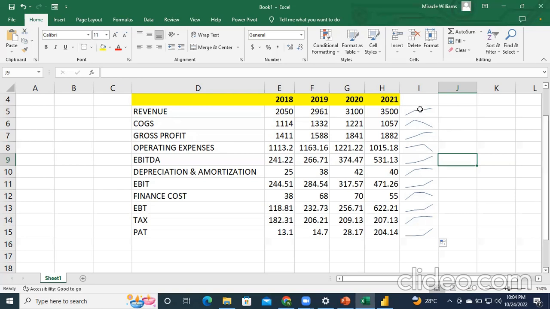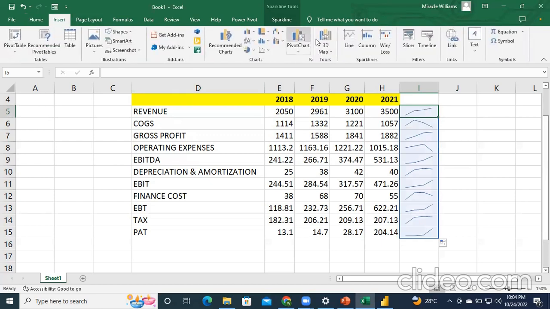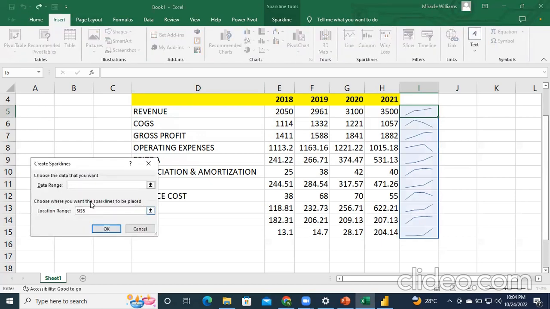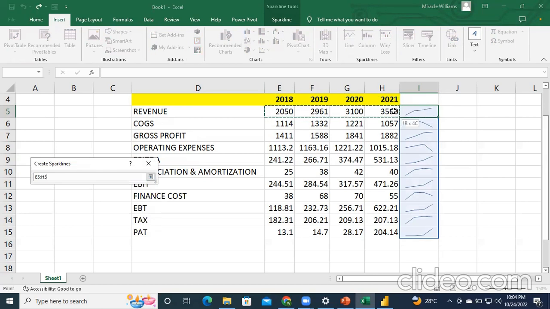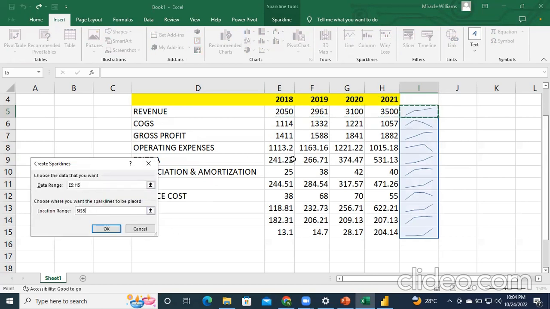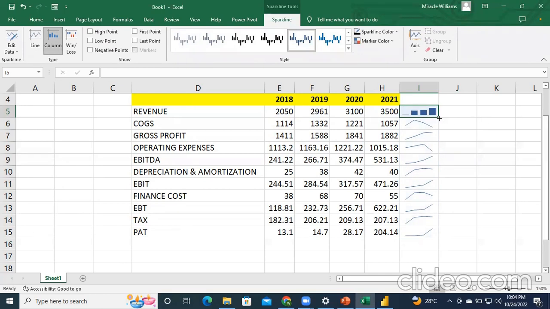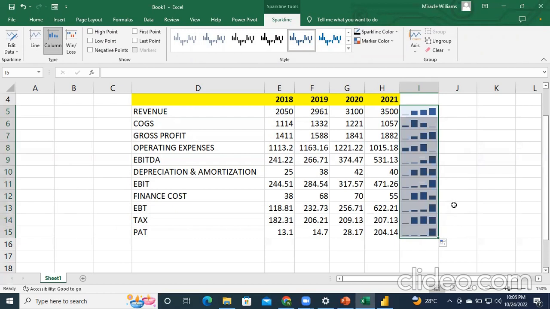And another way you can also do this, to have a quick overview, you can also decide, okay, to say you don't want to use the spark line. You can go the same way and use the column. Okay, you use the column, you say what's the range, you say this is the location range, say okay. So you can see, I can decide to use column. So which one works for you, you just use it.